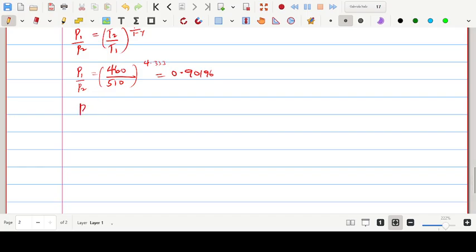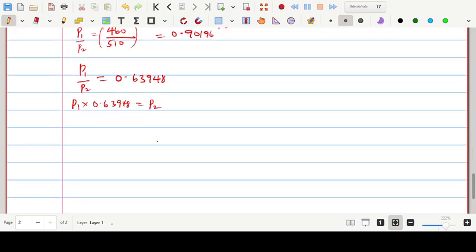So we are going to have p1 over p2 raised to the power 4.333 here. So finally, when you raise this to the power of this, you are going to have 0.63948. So making p2 the subject of the formula, we are going to have p1 multiplied by 0.63948, multiplied by 1 is nothing, so it equals p2.